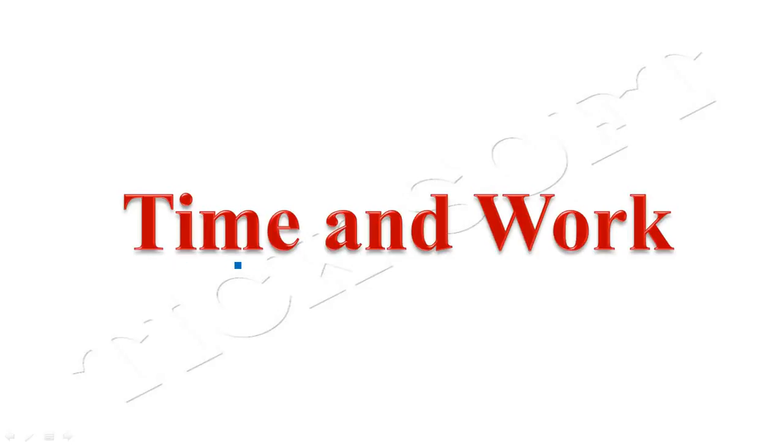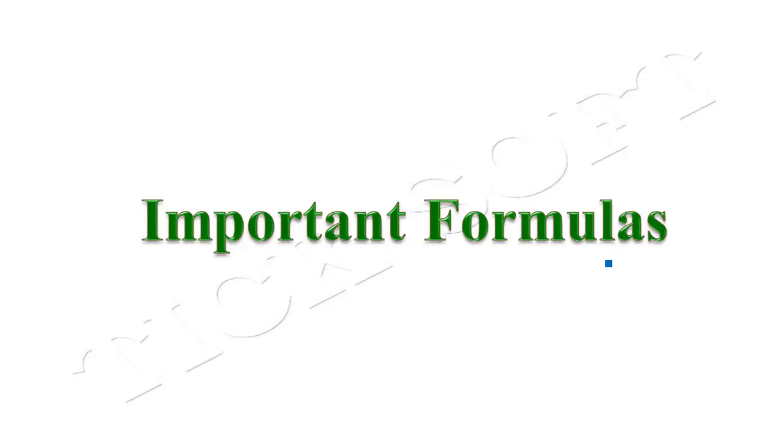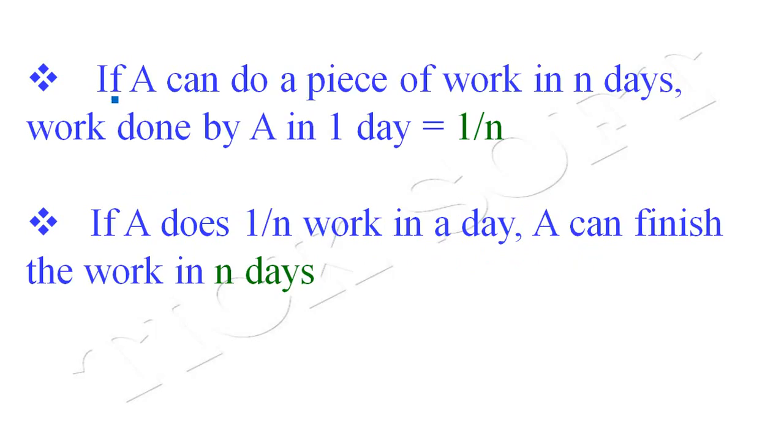The topic that we are going to discuss now is time and work. First, let us see the important formulas regarding this time and work. First, we have one important formula, that is, if A can do a piece of work in n days, then work done by A in 1 day is equal to 1 by n.